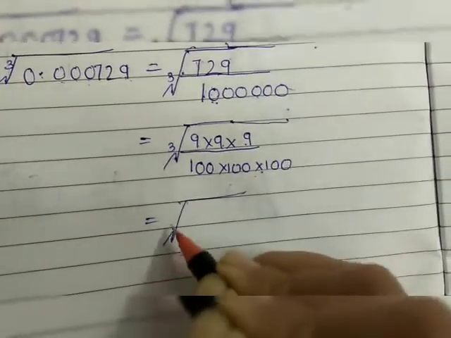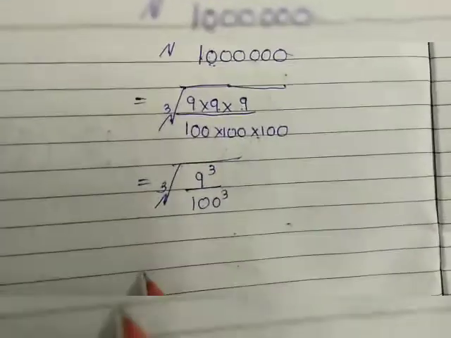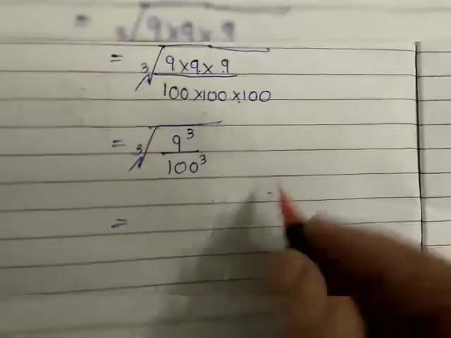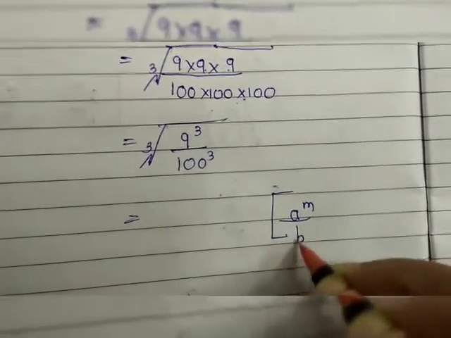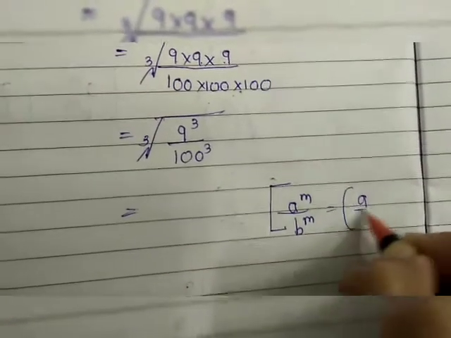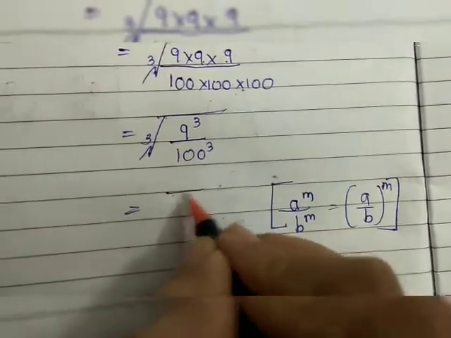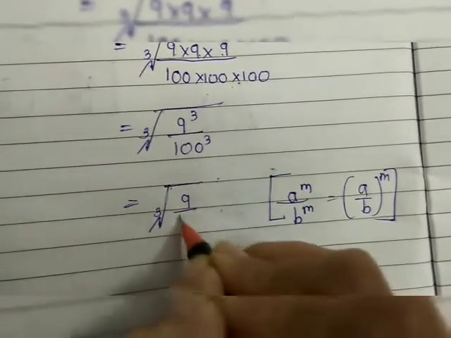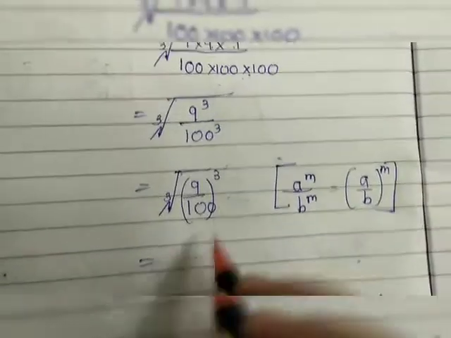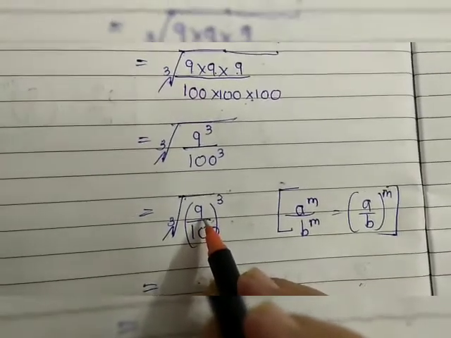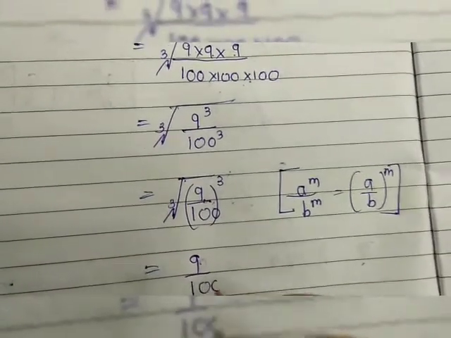Now again the same step, that is 9 raised to 3 and 100 raised to 3. Now we'll use the same law that we used for the previous two questions, that is a raised to m upon b raised to m is equal to a upon b the whole raised to m. We'll write it down using this law, that is 9 upon 100 the whole raised to 3. Now after writing it down, we know that the cube root of this 729 is 9 and the cube root of that denominator is 100.